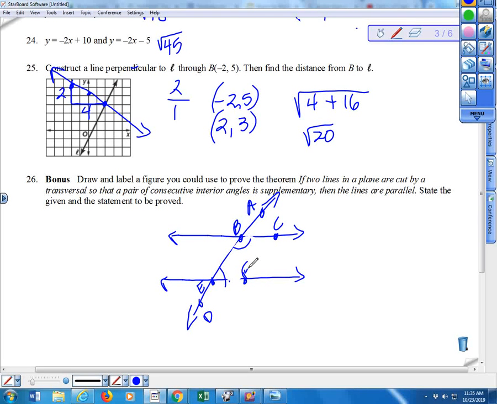So what would I say? Angle ABC plus angle FBC is equal to 180. Okay, now I've got a figure that would show those two are parallel. That's what you had to do for the bonus.